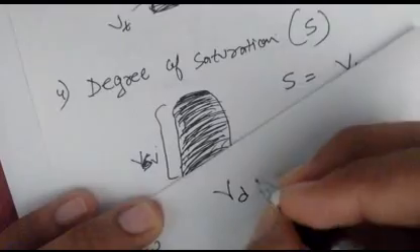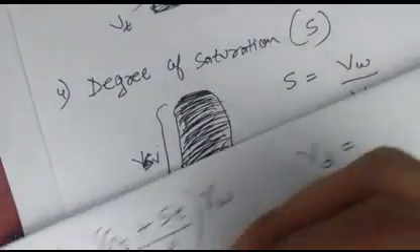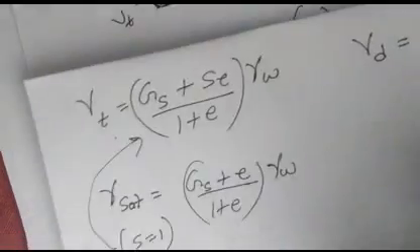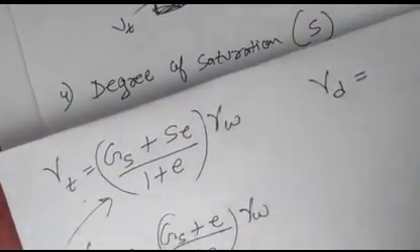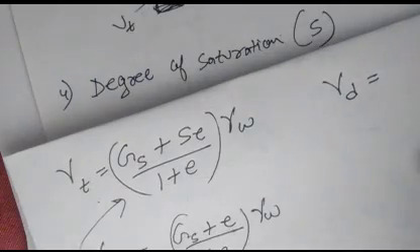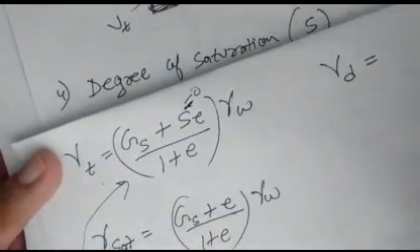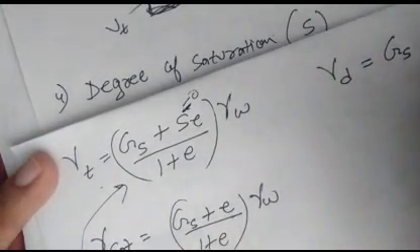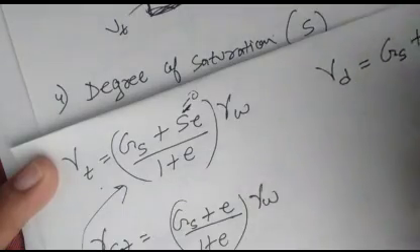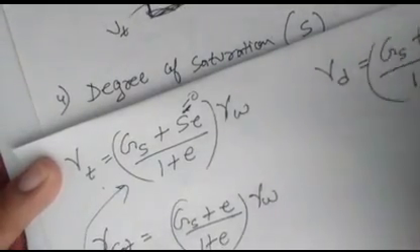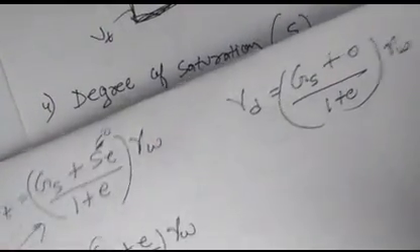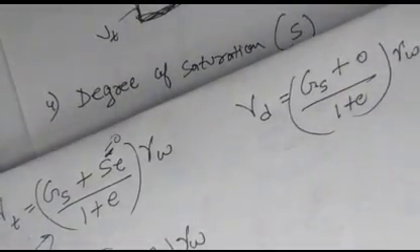It would be simple. Now if I talk about gamma D, dry density, from here, what is dry density? Degree of saturation becomes 0, because we don't have any water in dry soil. So if I mark this S is equal to 0, I get dry density. Dry density is GS plus 0 by 1 plus E into gamma W. Fine. So this is my dry density. I found gamma saturated, I found gamma D and gamma T.